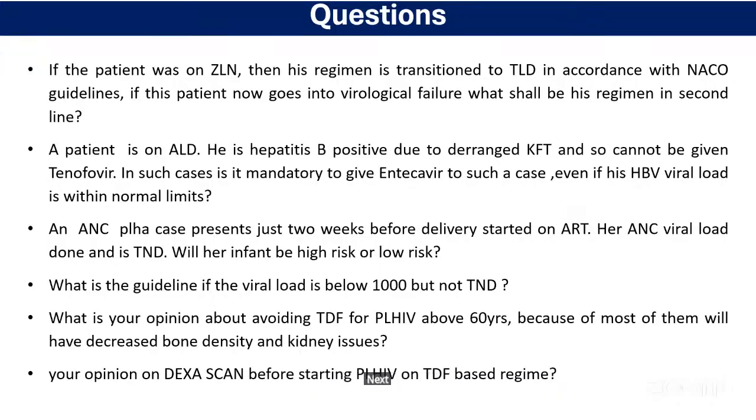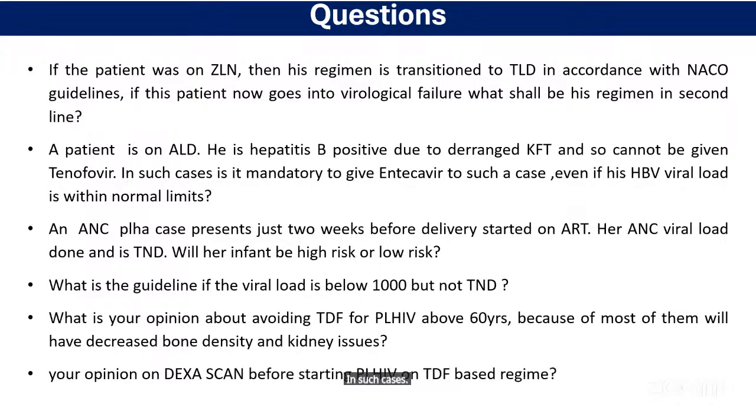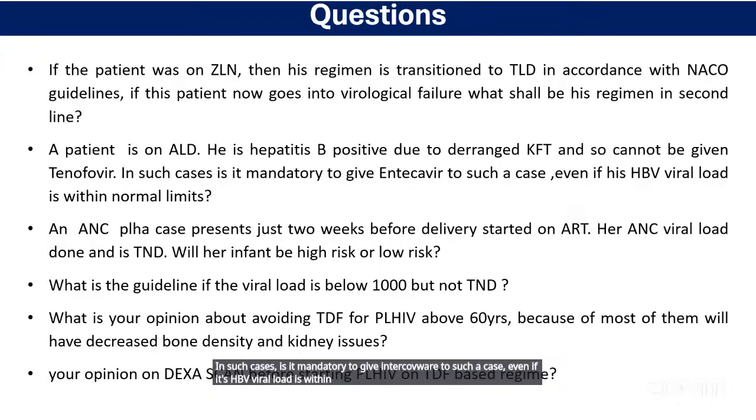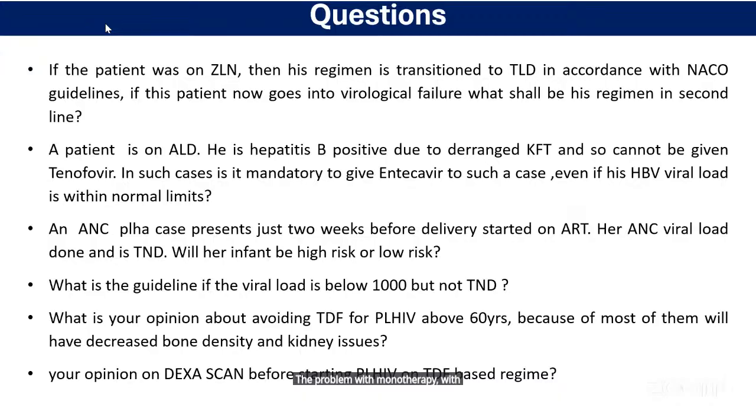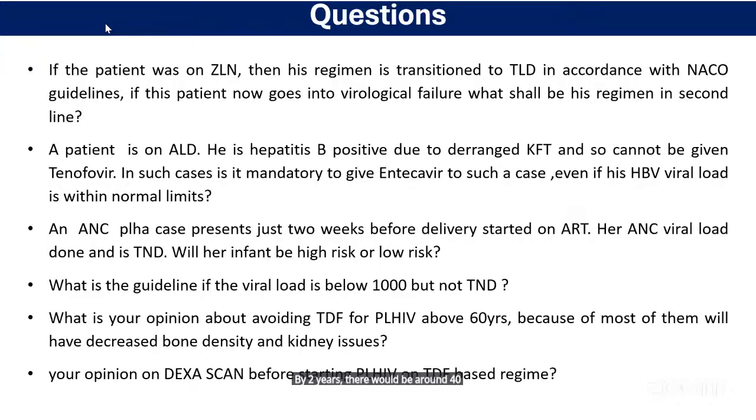Next question. A patient is on ALD. He is hepatitis B positive, and due to deranged KFT cannot be given tenofovir. In such cases, is it mandatory to give entecavir, even if his HBV viral load is within normal limits? The problem with monotherapy with lamivudine in HIV-HBV co-infection therapy is that by 2 years, around 40% of people will develop YMDD mutation against lamivudine, and by 4 years, it will be around 90%. So monotherapy of lamivudine is not possible.